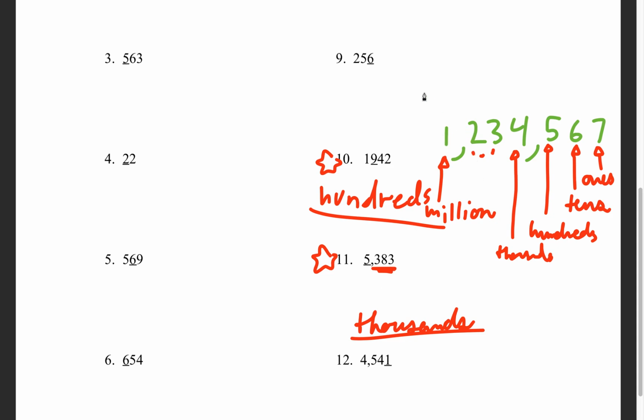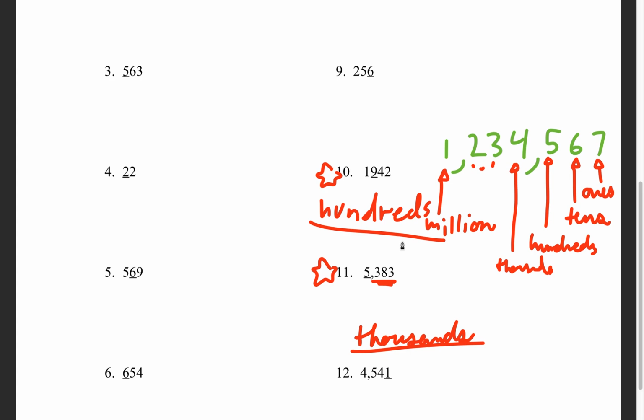And this basically goes on. So there's 10 millions, 100 millions, billions, and so on. But mostly when you start off, you're going to reach up to only around 1,000.